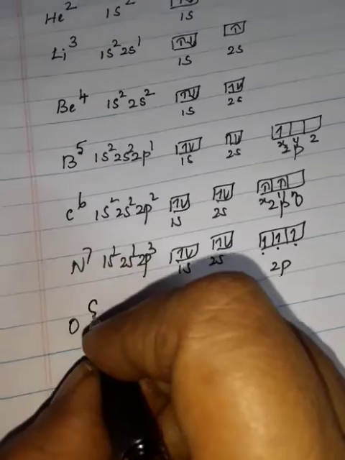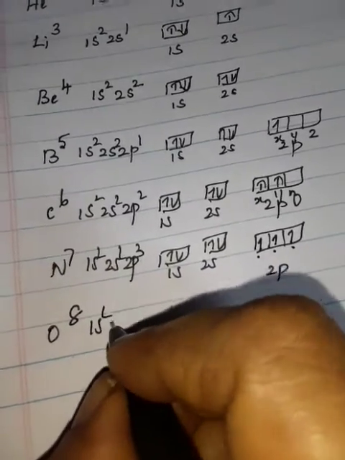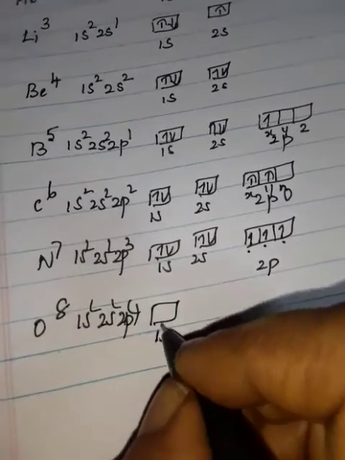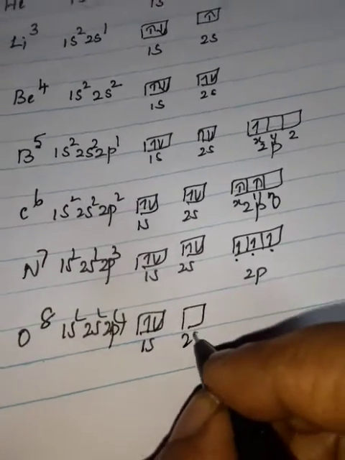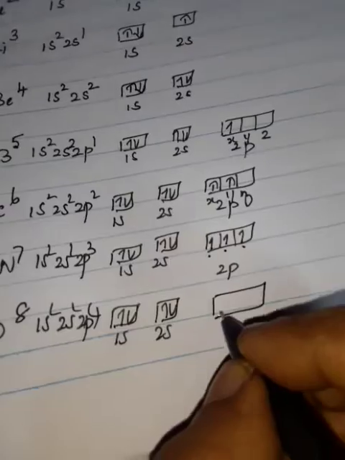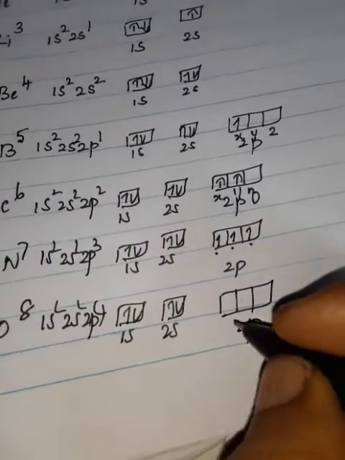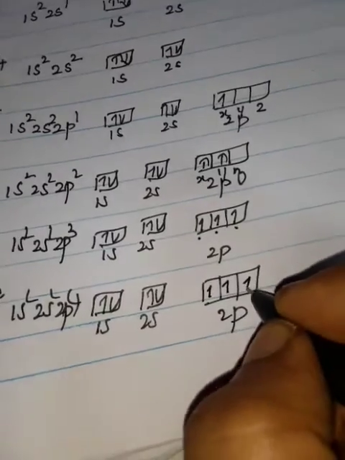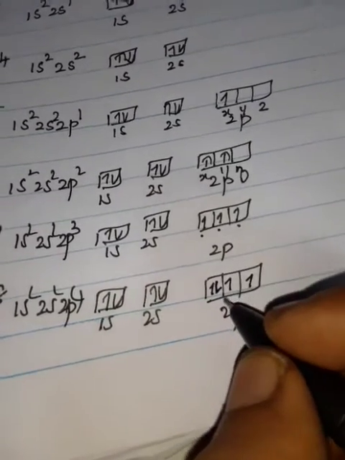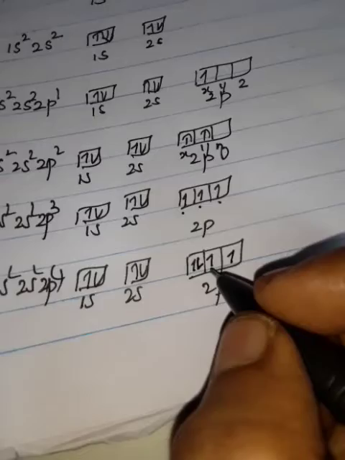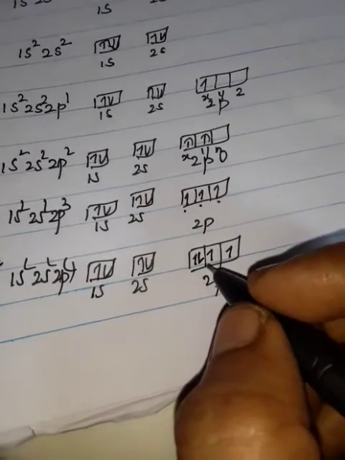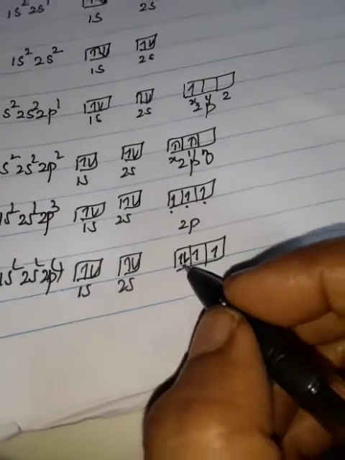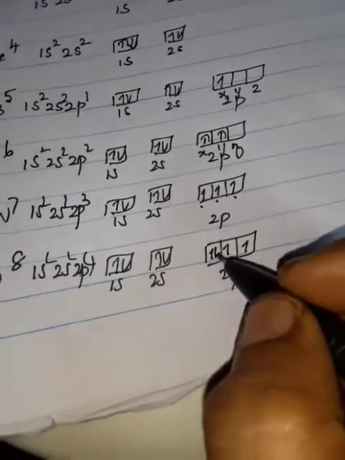Now oxygen, atomic number 8, 1s2, 2s2, 2p4. In the orbital diagram, 1s has 2 electrons, 2s has 2 electrons, and 2p has 4 electrons: first the three orbitals are singly filled, then pairing starts according to Hund's rule. Hund's rule: no electron pairing occurs until the orbitals are singly filled. After singly filling, pairing starts in oxygen.